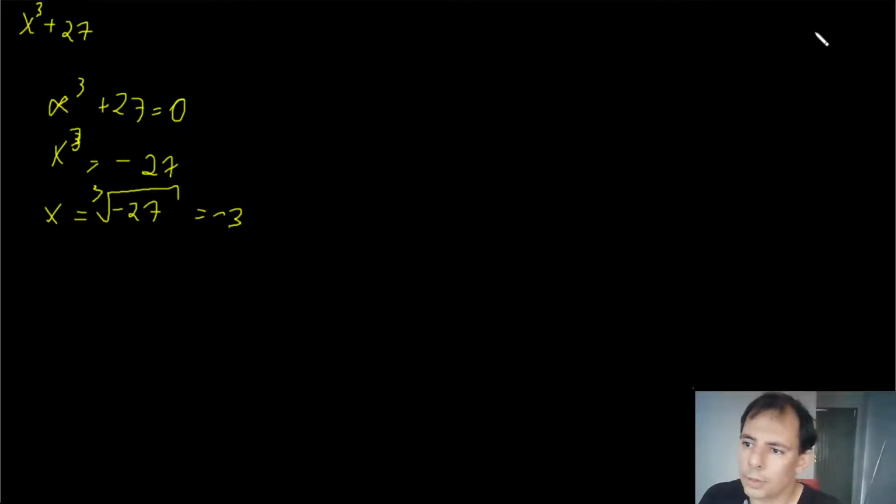So one of the factors, I'm going to put it over here. It's x minus the zero: x minus minus 3 equals x plus 3. So x plus 3 is one of the factors. And if you plug minus 3 into the original equation, you're going to get 0, right? Minus 3 cubed is minus 27, plus 27 equals 0. So we found one of the zeros.